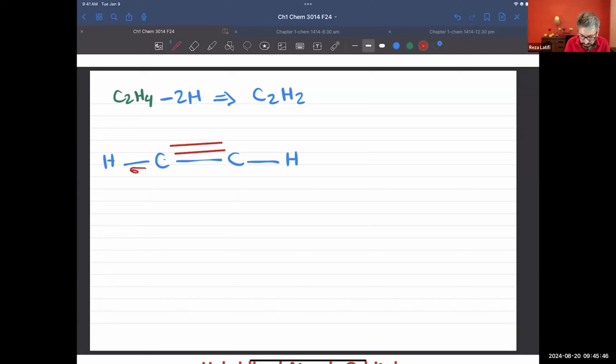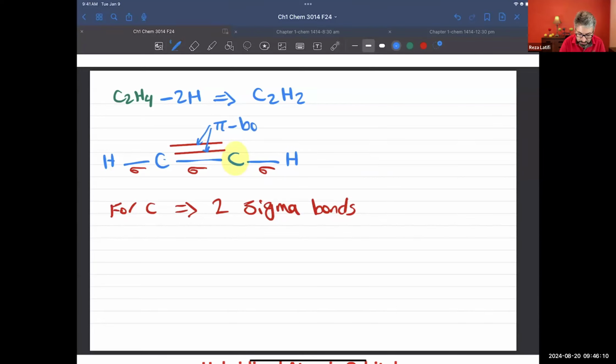This is going to be sigma, sigma, sigma. Okay, let's highlight one of these carbons and talk about the hybridization. For carbon, we have 2 sigma bonds. Again, we have 2 pi bonds. I don't care about the pi. This is pi, and that one also is a pi bond. Pi bonds, we'll get them after we're done with the hybridization. So that's the reason I said I don't care about it.